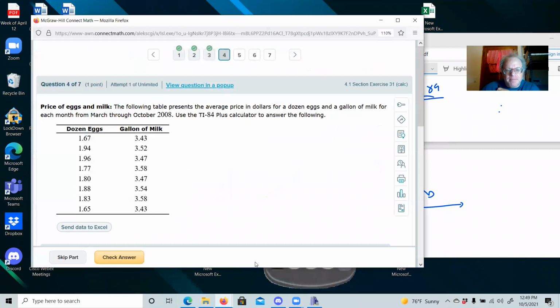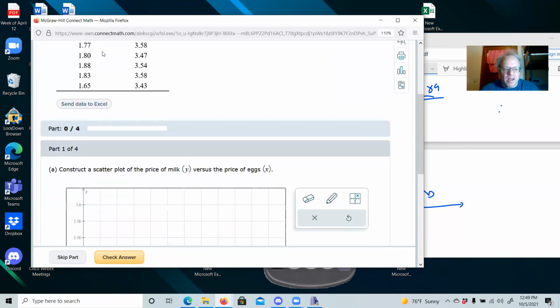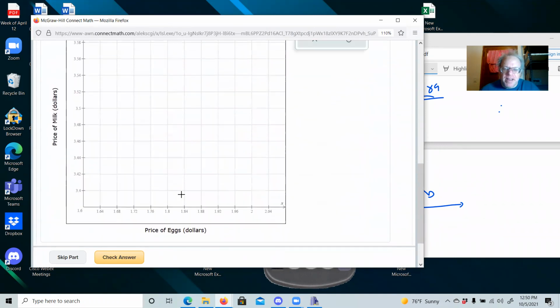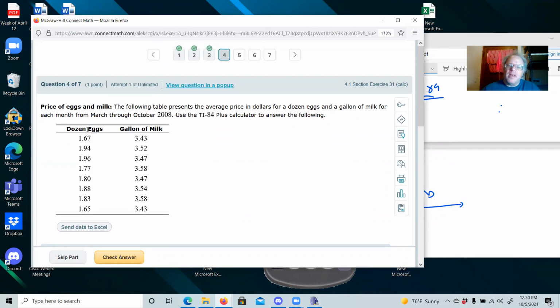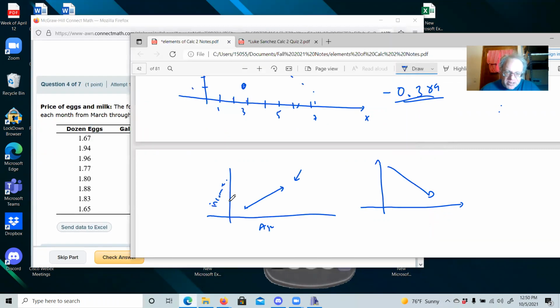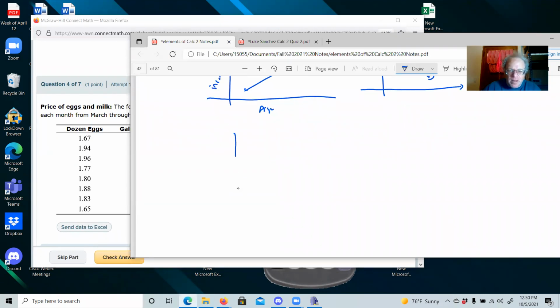All right, so what are we doing? We're trying to, 2008, it's ancient history now. We are trying to figure out the predicted price of milk depending on the price of gas, or the eggs rather. Some of you, especially the people that had good experiences in algebra, might be wondering, why don't we call them dependent and independent? Well, independent and dependent mean different things in statistics. We call them explanatory and response.